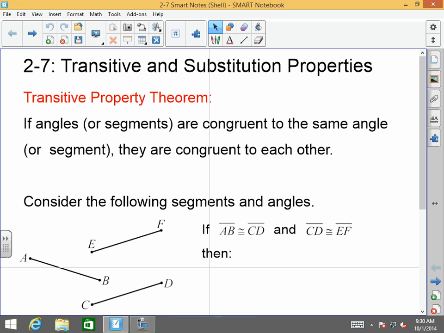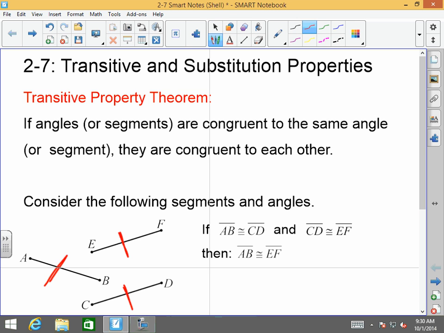If you see, we have segment AB, EF, and CD. If I tell you right off the bat, my friends, that AB is congruent to CD, but CD is congruent to EF, what do you think I can conclude from here? Yes, sir. And AB is congruent to EF. Very good.